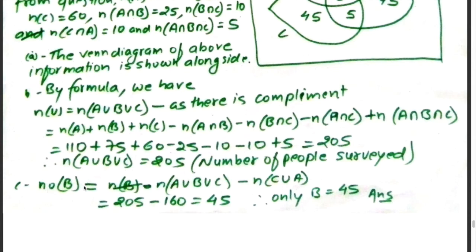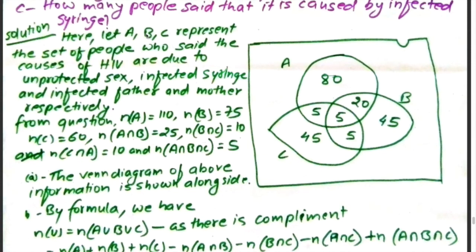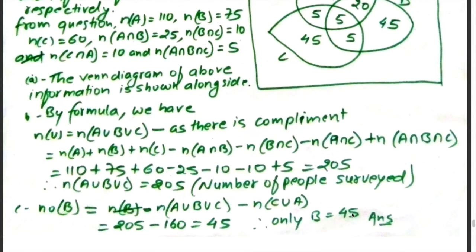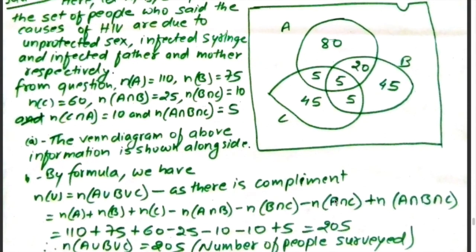Now, n(only B) equals n(A union B union C) minus n(A union C), which is 205 minus 160 equals 45. So only B equals 45. Here B represents people infected by syringe. So the number of people infected only by syringe is 45. We get from the formula that only B is 45, and from the Venn diagram also we can say that only B is 45, only A is 80, and only C is 45.